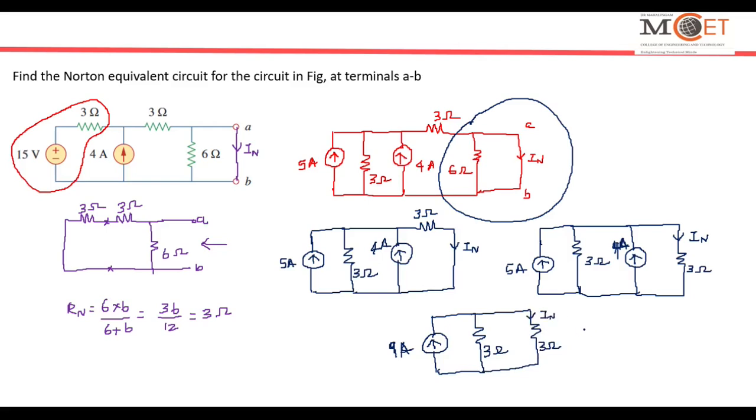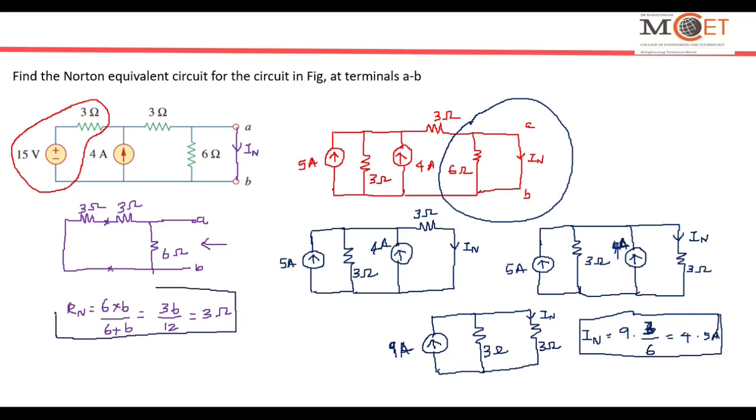So now how to calculate IN? You can apply the current division rule. IN is equal to total current into opposite branch resistance, this is 3, divided by the sum of the resistances. So this becomes 4.5 amperes. So IN is 4.5 amperes and RN is 3 ohms. So the equivalent circuit will look something like this.